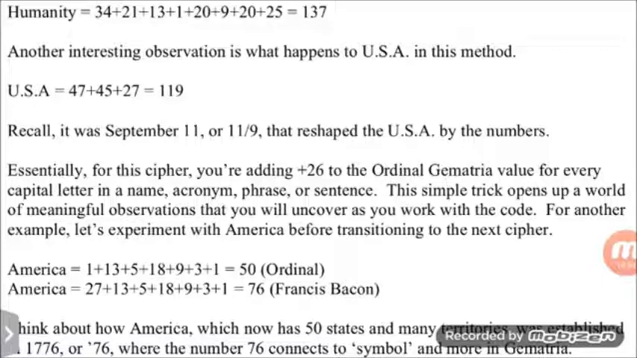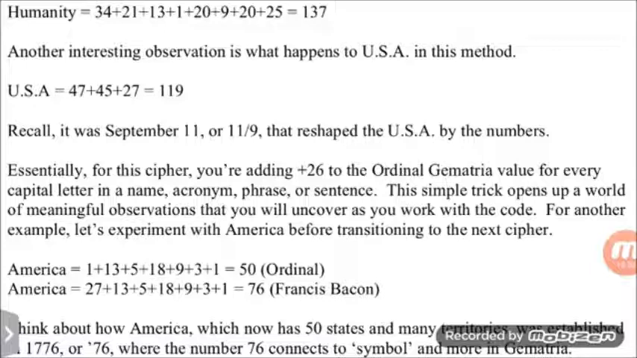Essentially, for this chapter, you're adding plus 26 to the ordinal gematria value for every capital letter in a name, acronym, phrase, or sentence. This simple trick opens up a world of meaningful observations that you will uncover as you work with the code. For another example, let's experiment with America before transitioning to the next cipher.